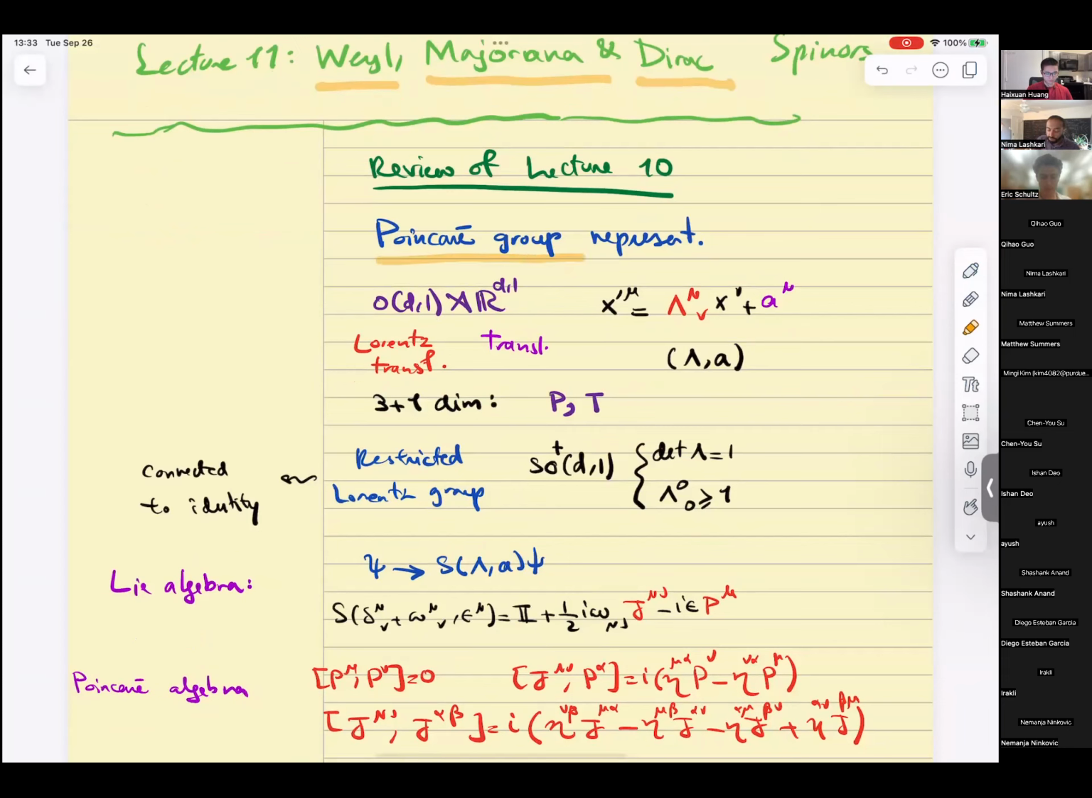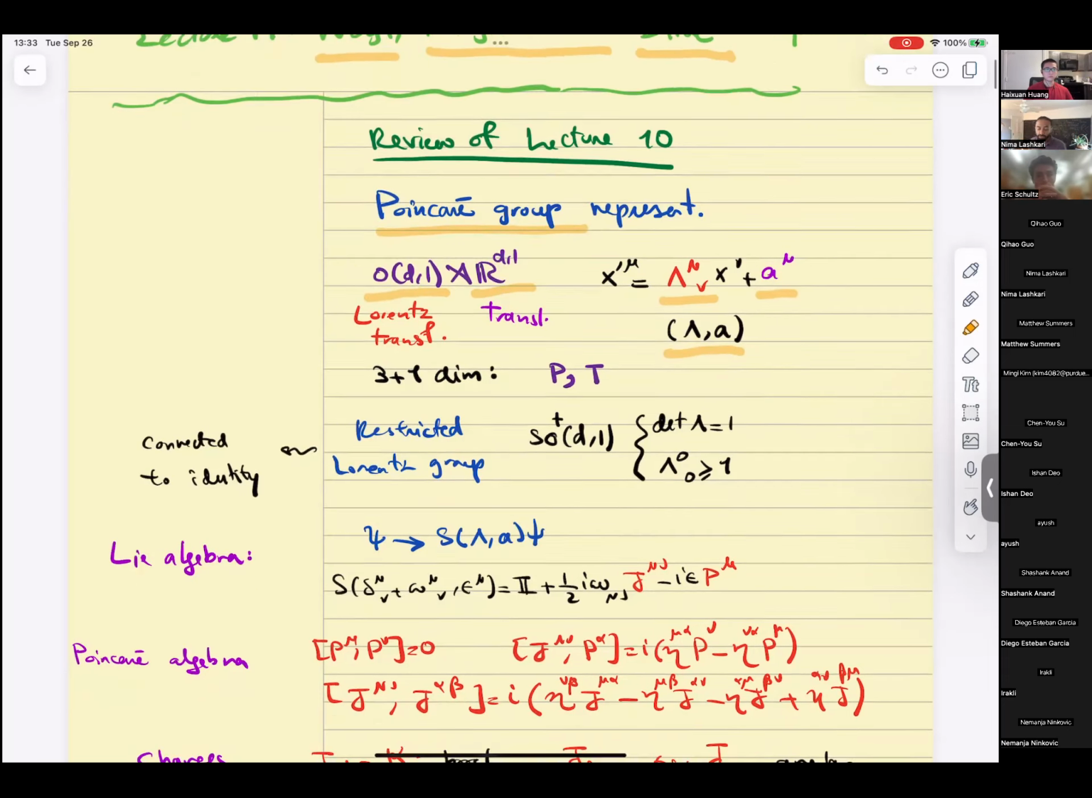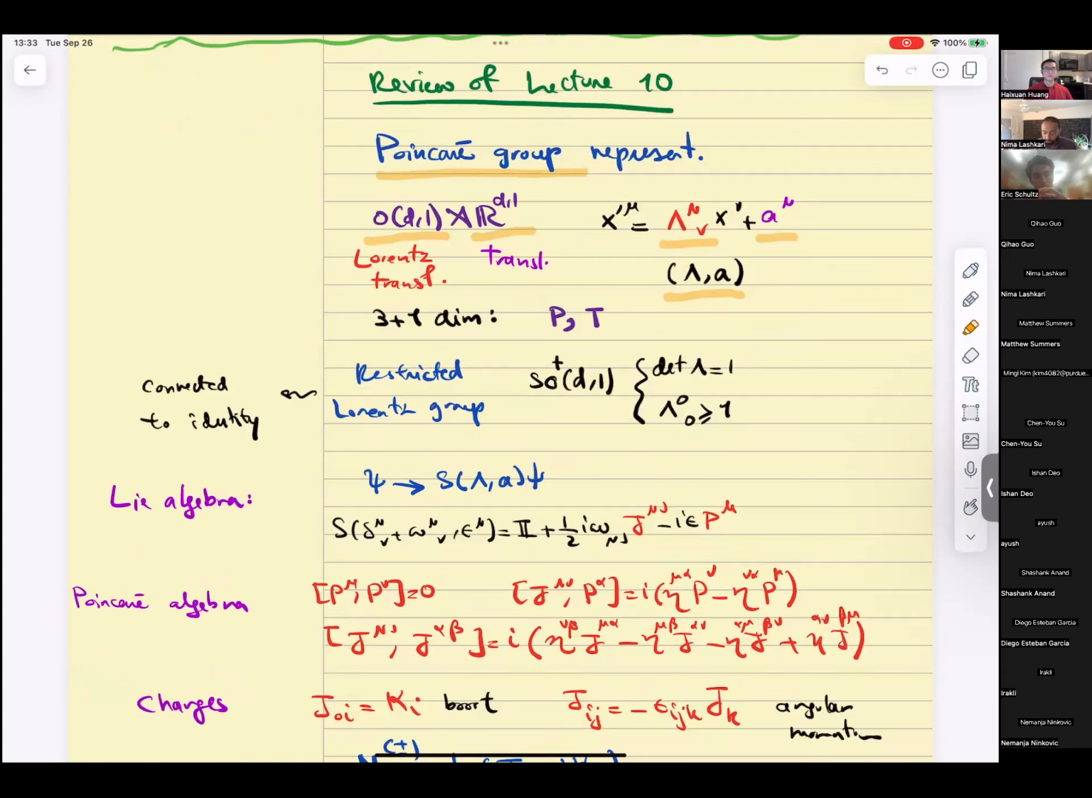So we talked about the Poincare group representations. The Poincare group is Lorentz transformations, lambda mu nu, and translations. You could package them this way. Here are the translations, and here are the Lorentz transformations, O(D,1), the group of orthogonal matrices, (D+1) times (D+1) dimensional matrices that preserve the eta mu nu, the metric (-1, 1, 1, 1, 1). Right? That's the definition of the group. Well, actually, the orthogonal group does that.